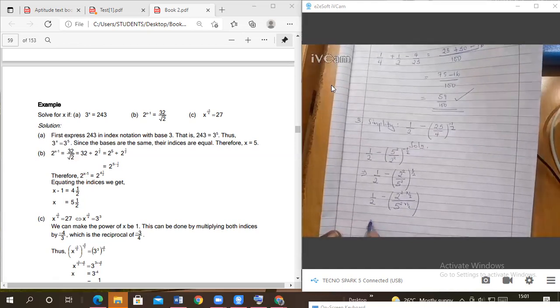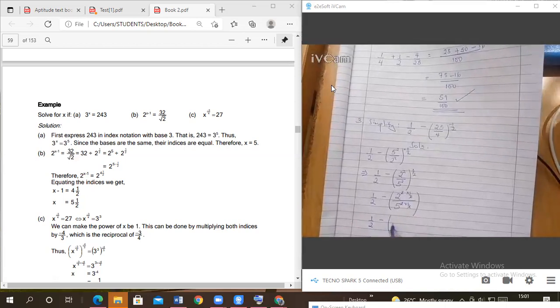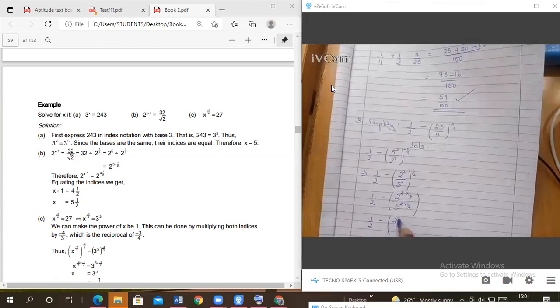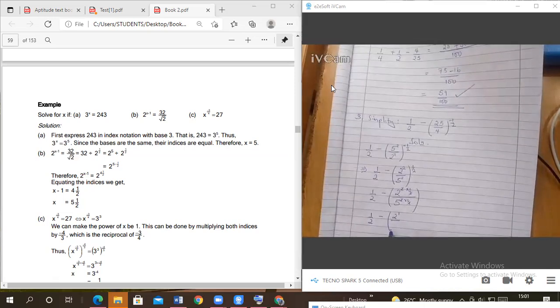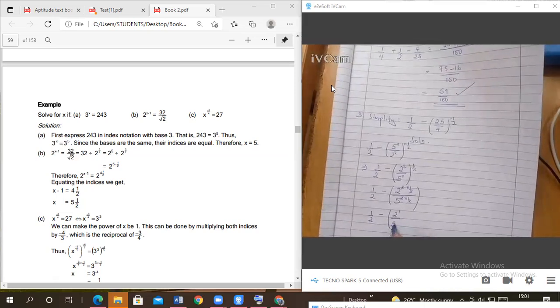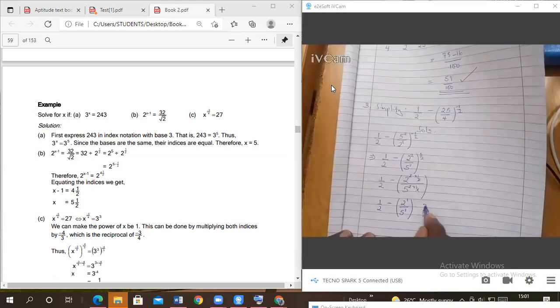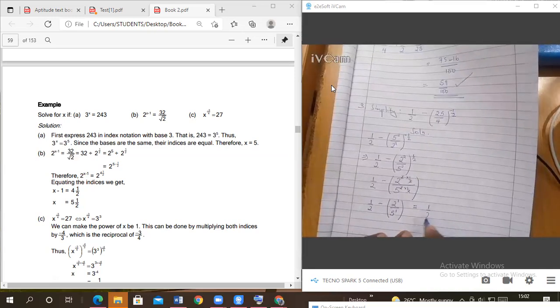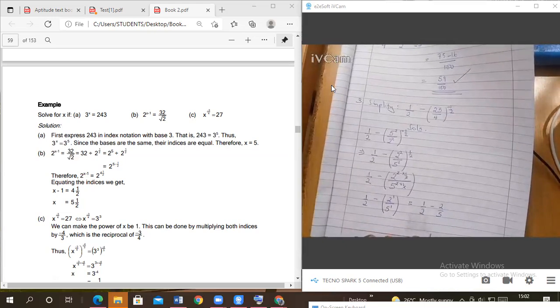Proceed. When we divide the common, it equals a half minus 2 to the power 1 out of 5 to the power 1, which is the same as 2 out of 5. So this one is the same as a half minus 2 over 5, not so?